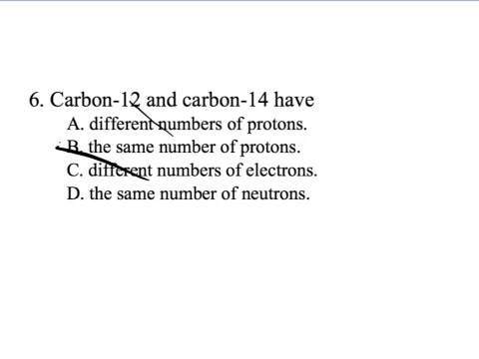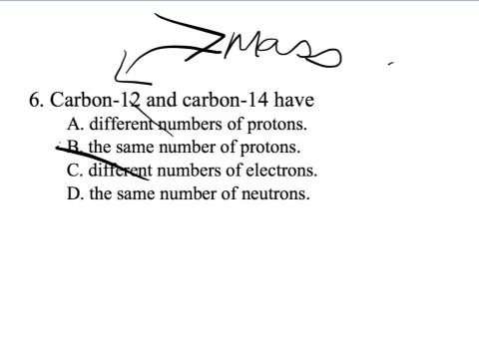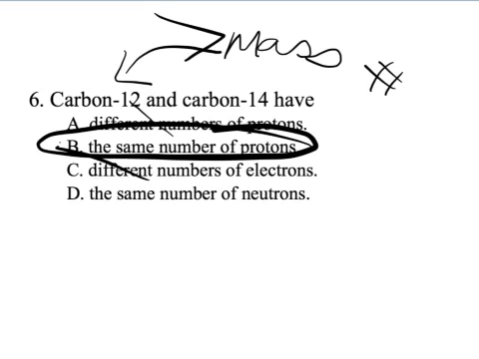This is, just in case, the mass number, that 12. So they have the same number of protons. Carbon-12 and carbon-14 have the same number of protons. Why? Because they're carbon, and carbon always has the same number of protons. One atom of carbon has the same number of protons as another atom.